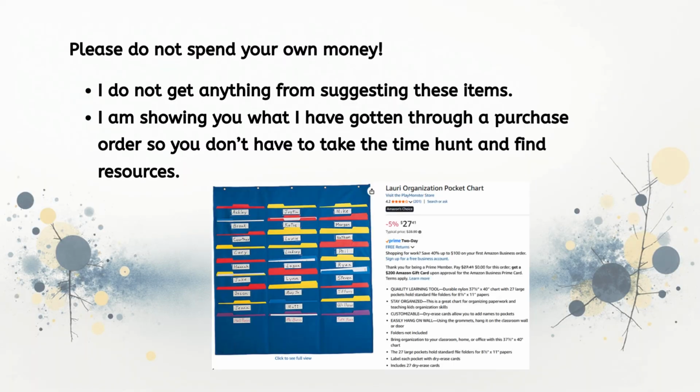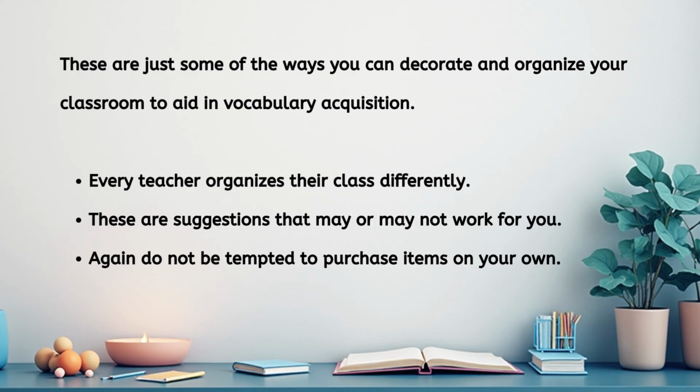These are the items that I've seen used. It goes all the way from A to Z and then gives you 2 extra pockets at the bottom. Again, everyone does their class differently. These are just suggestions. Hopefully you're able to put in some sort of purchase order so you do not have to spend your own money.